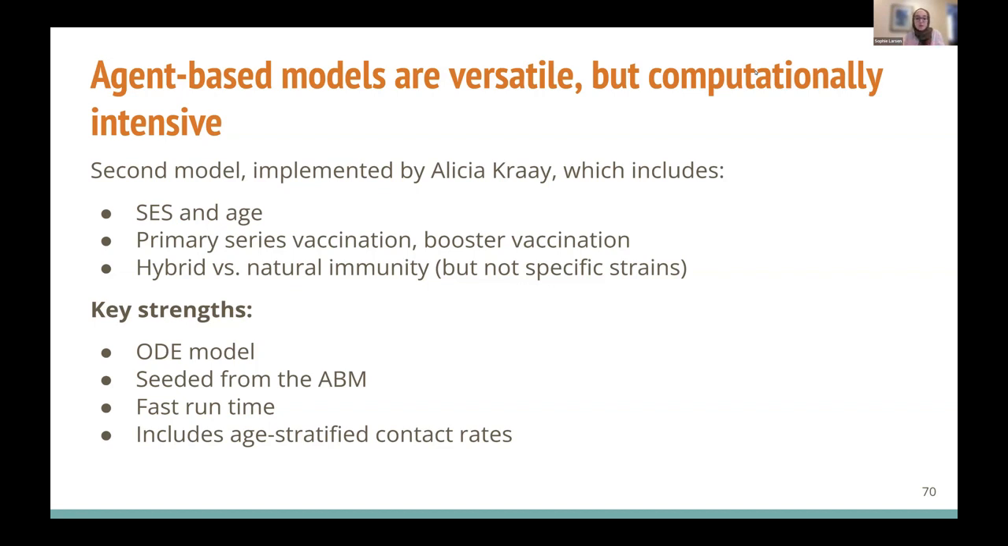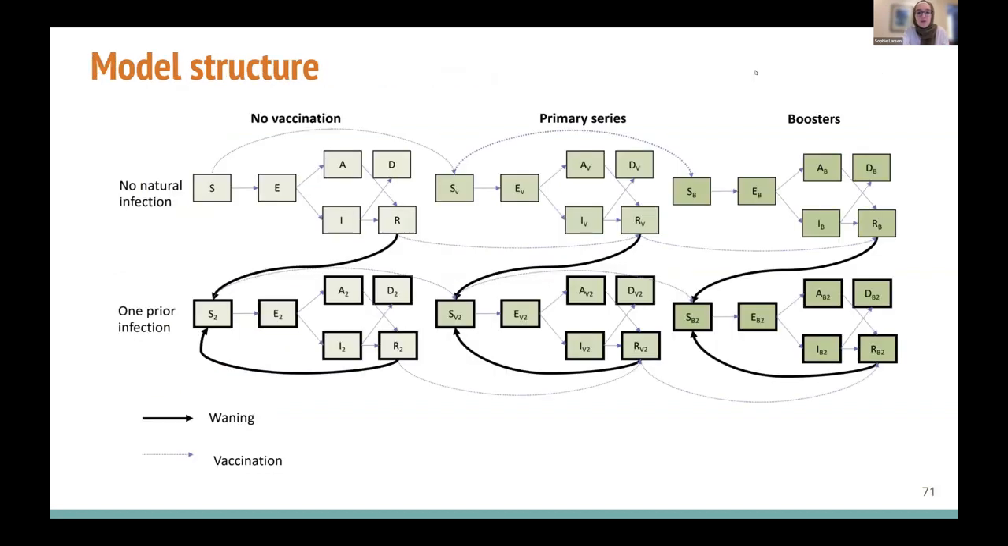And she's also able to include age-stratified contact rates, which unfortunately we're not able to include in the agent-based model just due to the complexity that we already have. And so this is her model structure. The top row is people with no natural infection. The second row is people who've had a prior infection. Then we have unvaccinated, primary series, and then booster vaccines.